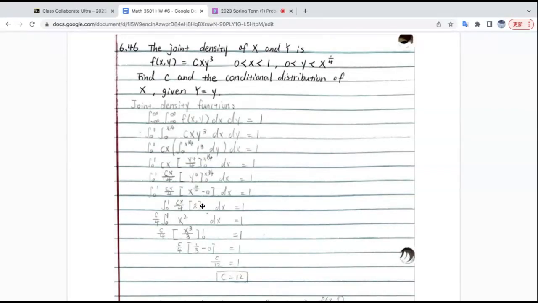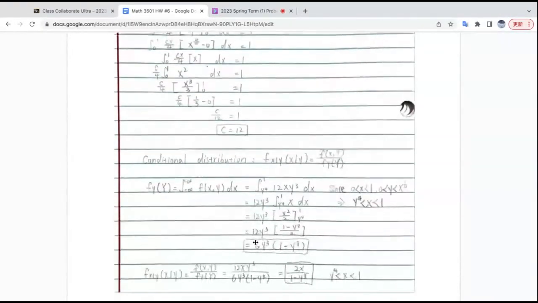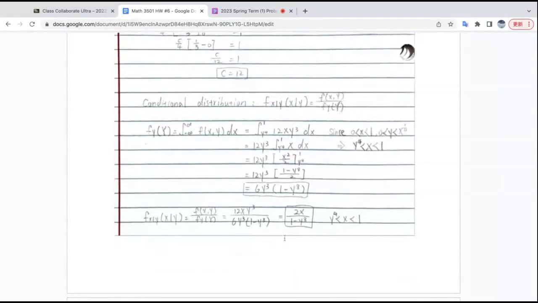So I take out c over 4 to find the integral of x squared. So the integral of x squared is x cubed over 3. So I use x equal to 1 minus x equal to 0. Then we will get c over 12 equal to 1. So c is 12 in here. Then we need to find the conditional distribution. We use this formula.